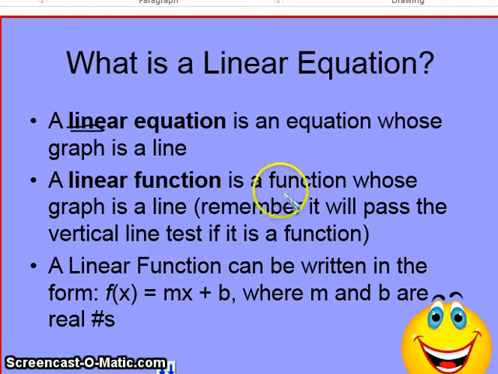So remember, in order to be a function, it has to pass the vertical line test, which means that anywhere on your graph that you draw a vertical line, you should only be able to pass through your curve or line one time. A linear function can be written in the form f of x, where f is the name of the function and x is the variable in the function, equals mx plus b, where m and b are real numbers. Remember, real numbers can include positives and negatives. It can also include fractions and decimals.